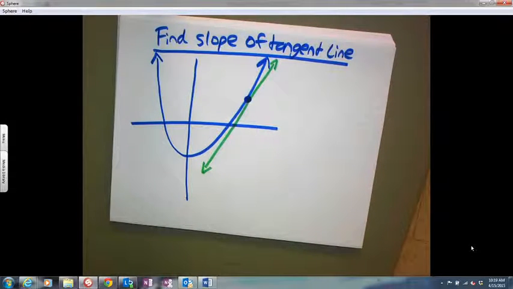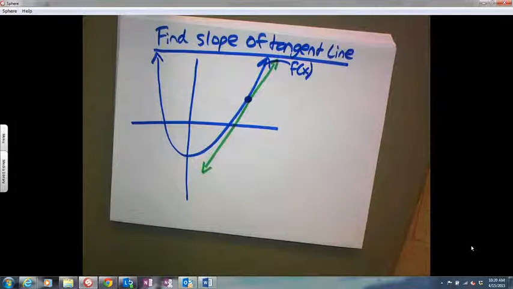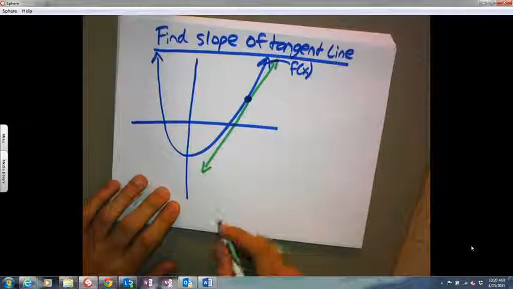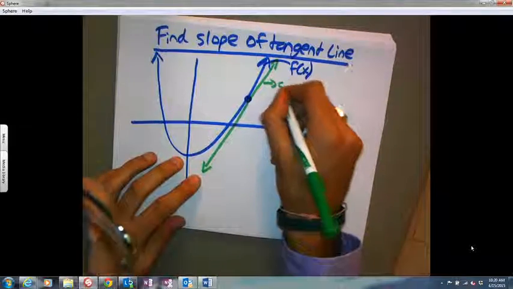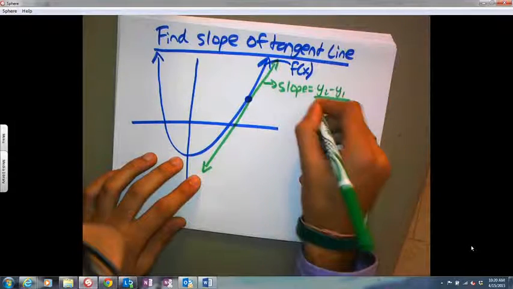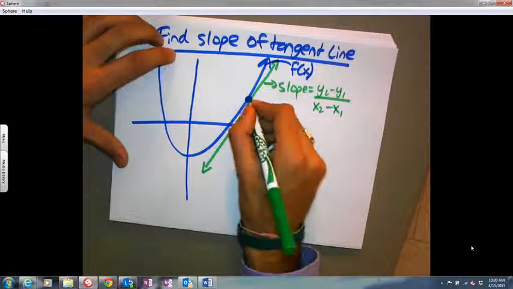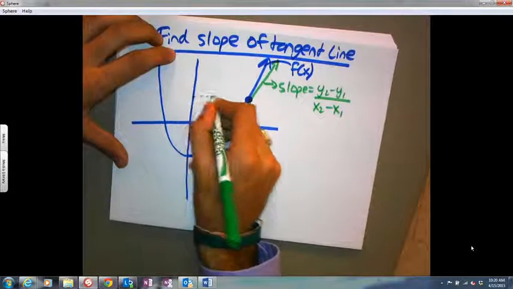Now, we don't know the equation of this parabola, so we'll just call it f of x. So we want to find the slope of the green line. So in order to find slope, we need to remember slope equals y2 minus y1 over x2 minus x1. So we need 2 points. Right now we have 1 point here. I'll call that point P.